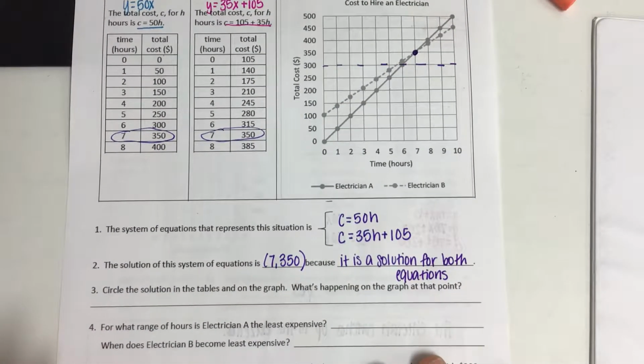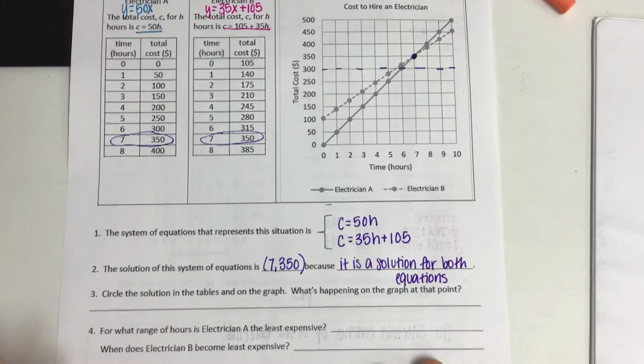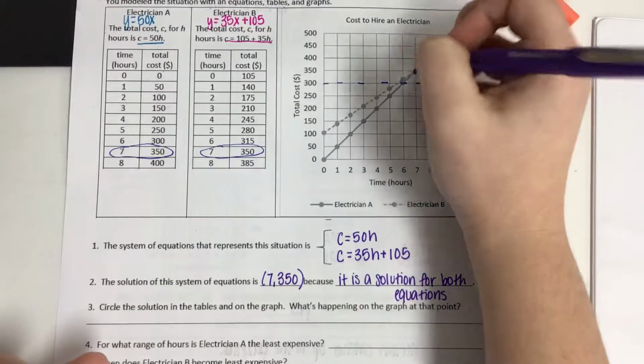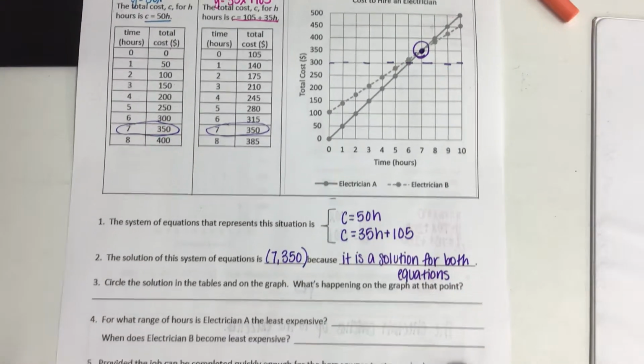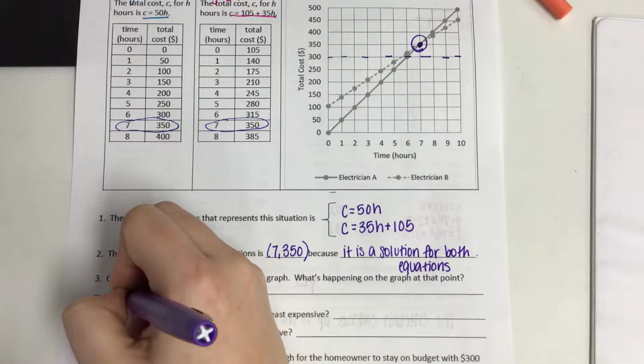Then it says circle the solution in the tables and on the graph. So we circled it in the table already, and on the graph it is right here. What is happening on the graph at this point? Well, this is where the two lines intersect.